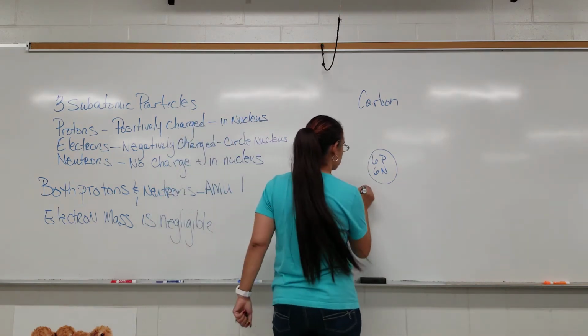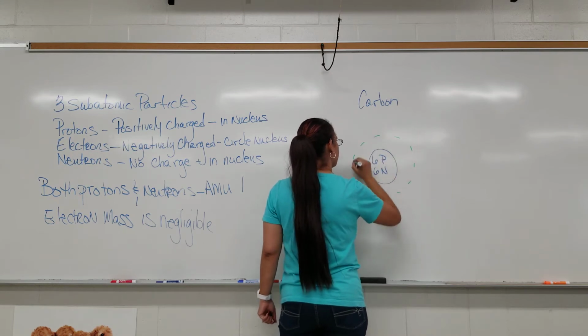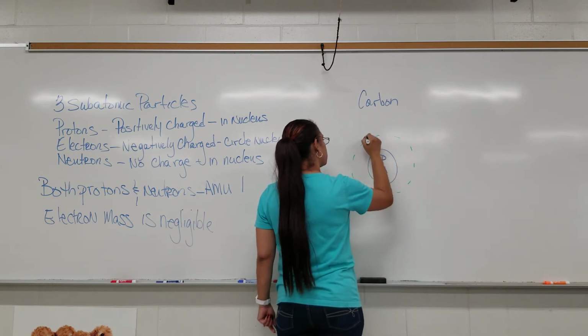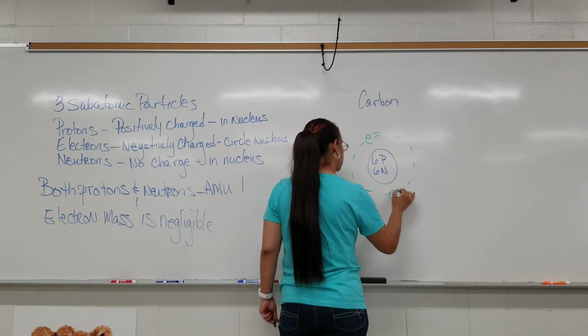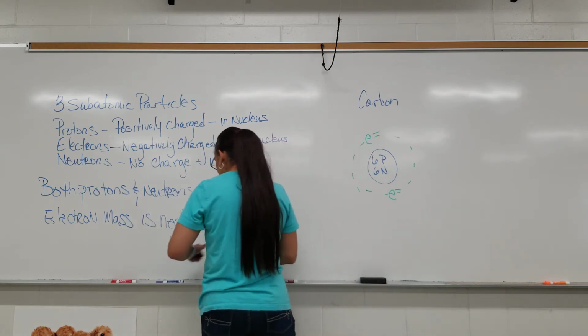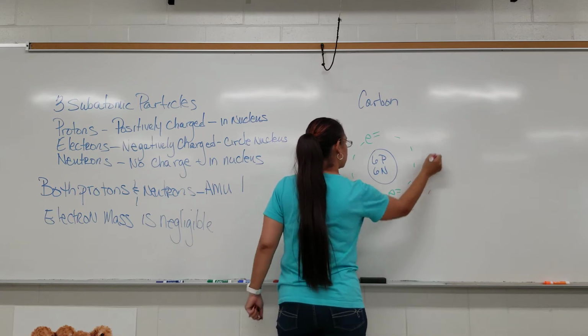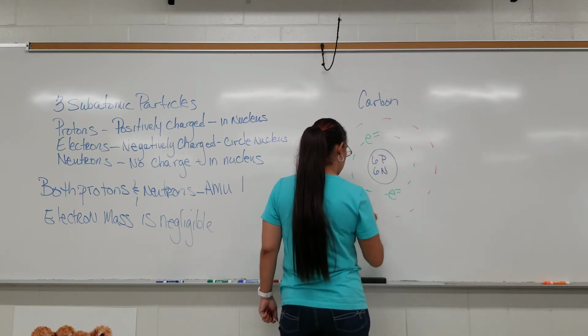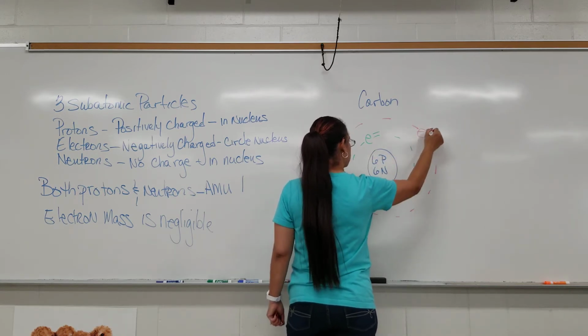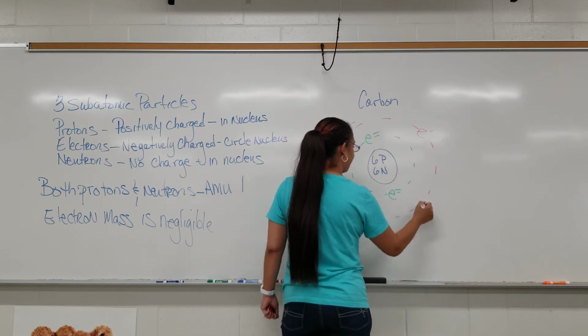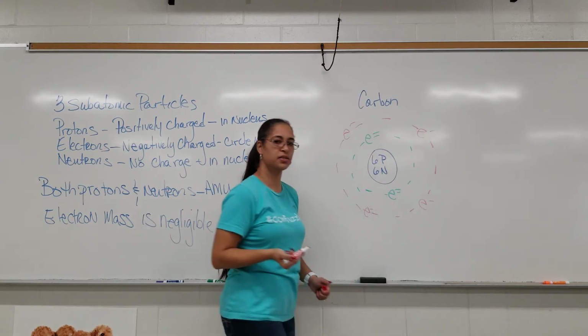So in its first shell, carbon has, and we'll draw the shells in different colors, 2 electrons, and in its second shell, it has 1, 2, 3, 4. Well, why is it structured this way?